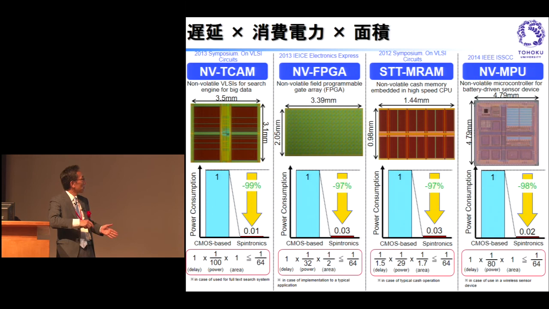Then using the silicon transistor, this blue bar is the property. And then with the silicon transistor plus our elements, we can improve the performance. The lower, the better, as you can see. The power becomes lower, the area can be smaller, and the speed is faster. We were able to demonstrate this.